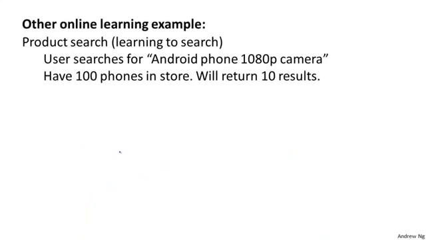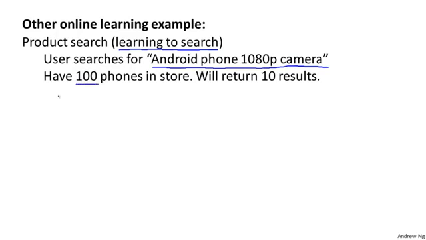Here's another example of an application to which you might apply online learning. This is an application in product search, in which we want to apply a learning algorithm to learn to give good search listings to a user. Let's say you run an online store that sells mobile phones, and you have a user interface where a user can come to your website and type in a query like "Android phone 1080p camera". 1080p is a type of specification for a video camera that you might have in a cell phone or mobile phone.